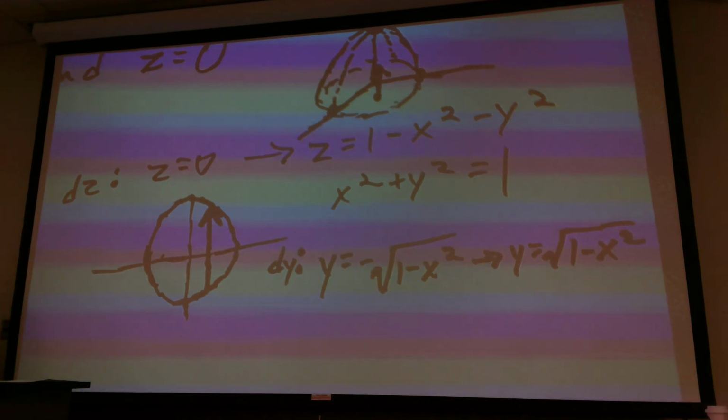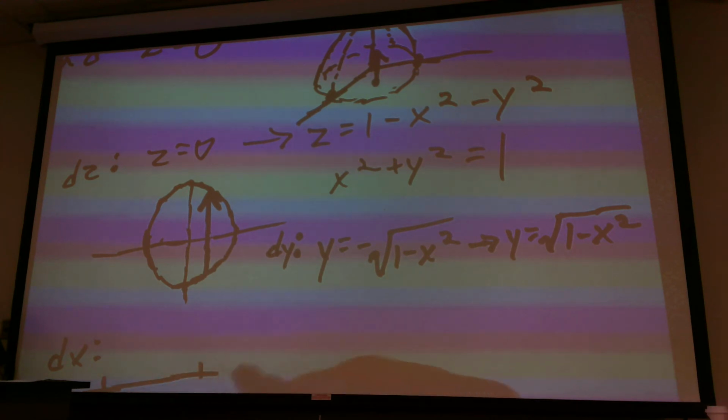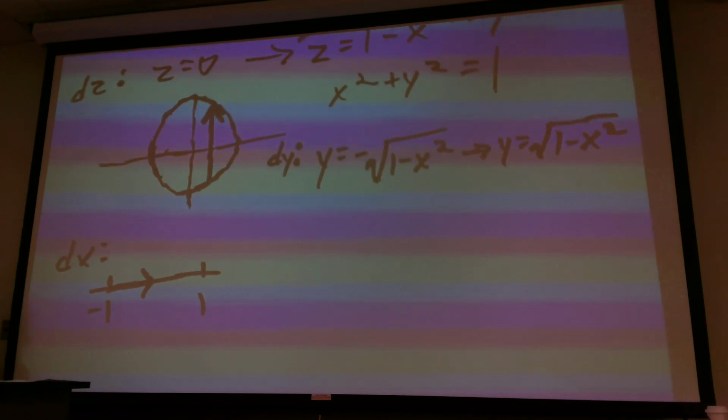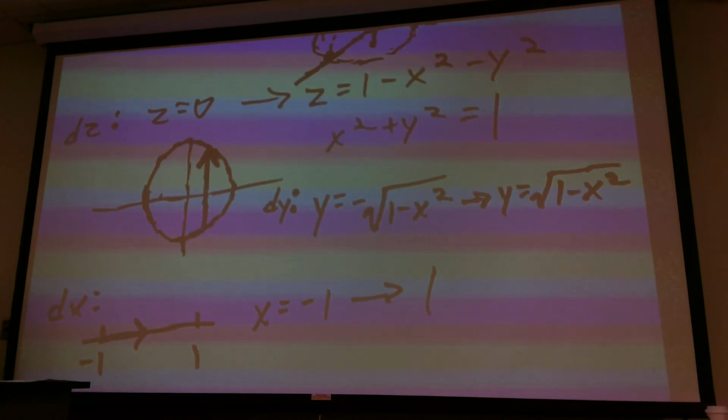And now whenever I'm talking about my dx, I'm talking about a one-dimensional quantity. Now, if I imagine the dx as this, it would just be going, oh, sorry, move off the screen. That. So for dx, x would equal negative 1, and it would just go to positive 1.